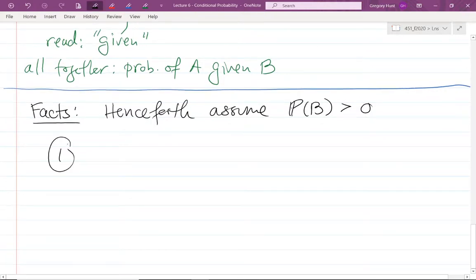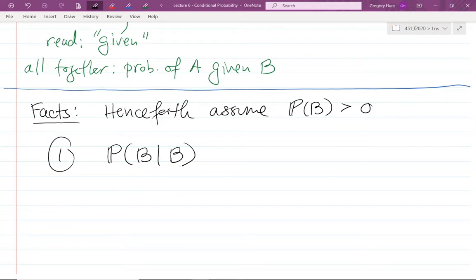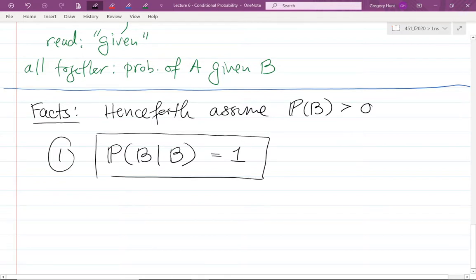What are some facts? First of all, if I want to calculate the probability that B occurs, given that B occurs, what do you think that should be? You can pause and think. In layman's terms, it is the probability that B occurs, given we know that B occurs. Well, if we know that B occurs, what's the probability B occurs? 100%? We'd write 1 in this case. It has to happen. So that is 1. Of course, that's a fact, so we can prove it if you want. This is true for any event B with positive probability: the probability of B given B is 1. The probability that an event happens, given you know it happens, is 1.